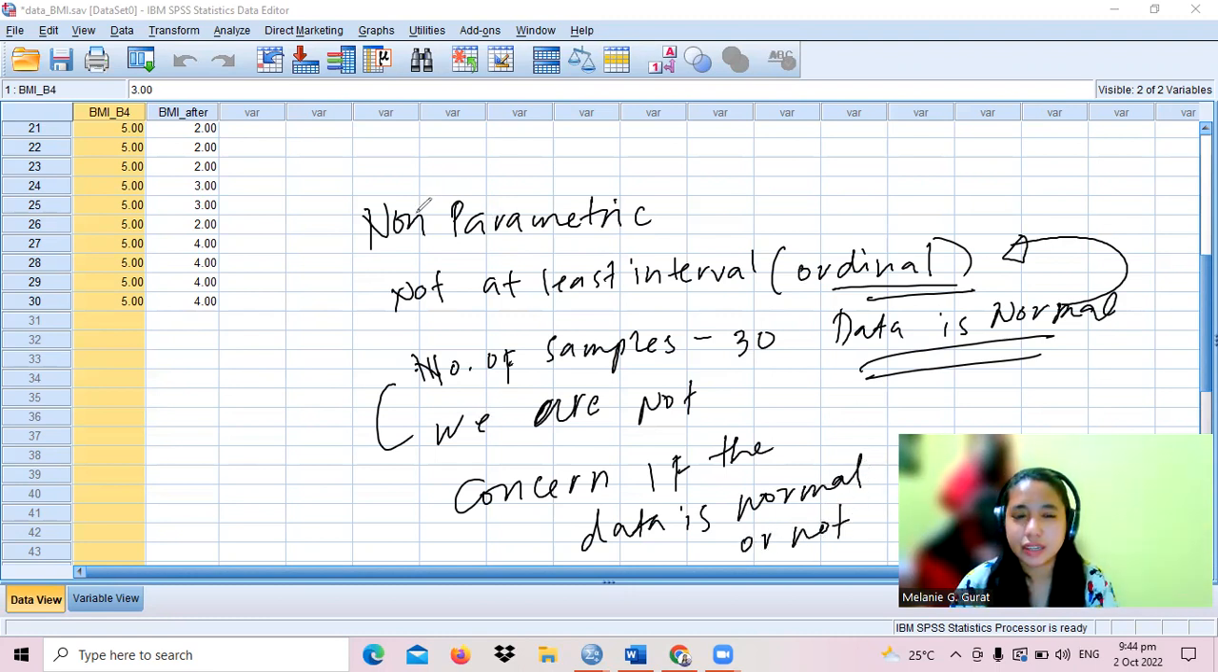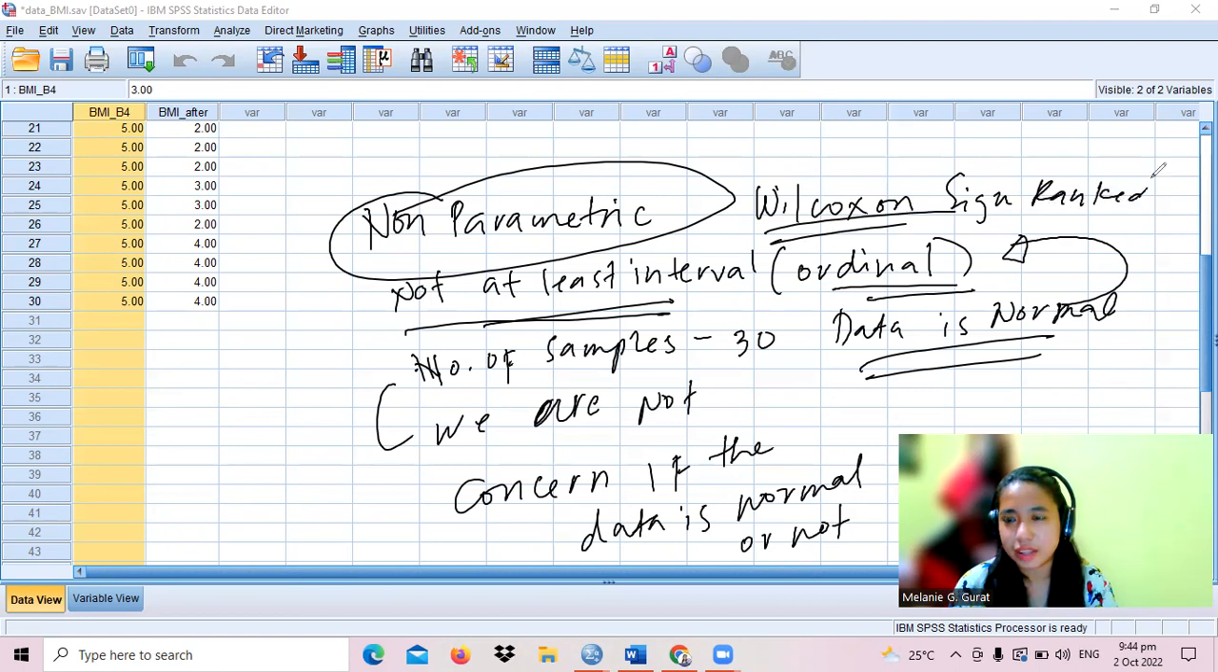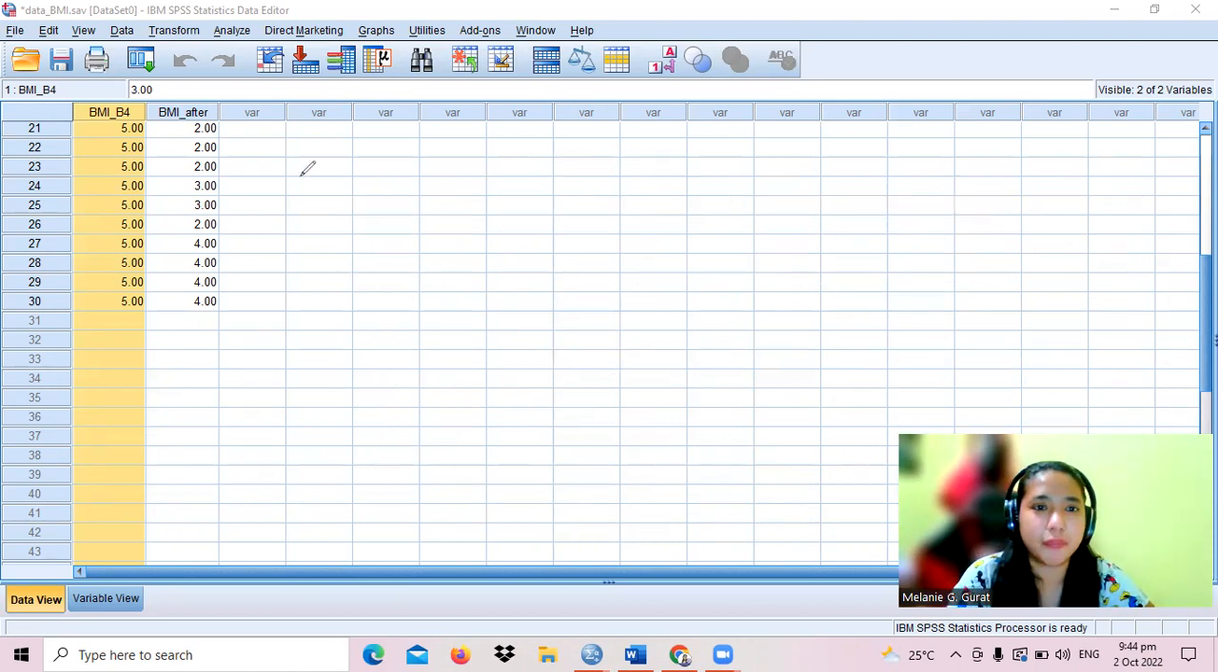Because it is not at least interval, therefore we will be using a non-parametric test. Particularly, we will be using the counterpart of the paired sample t-test, and that is the Wilcoxon Signed Rank Test. So we will be using the Wilcoxon Signed Rank Test.